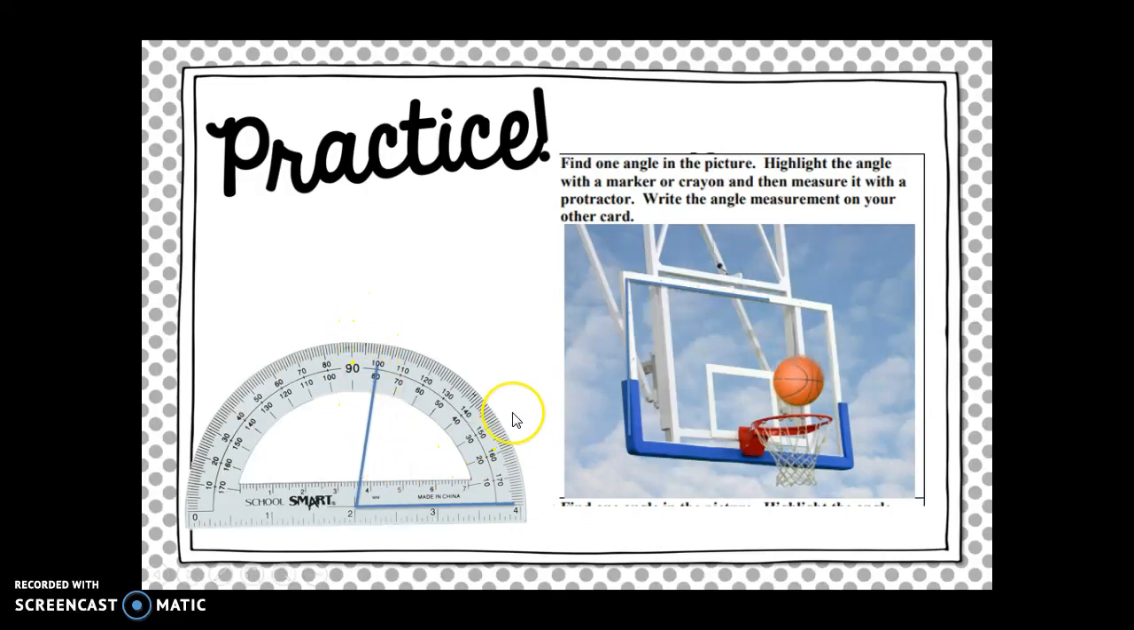Also identify if it is acute, right, or obtuse, and have that ready in your math notebooks for tomorrow morning for your teachers to check.